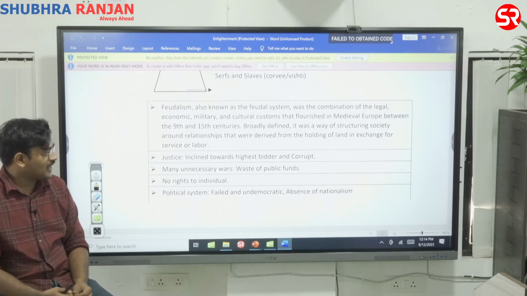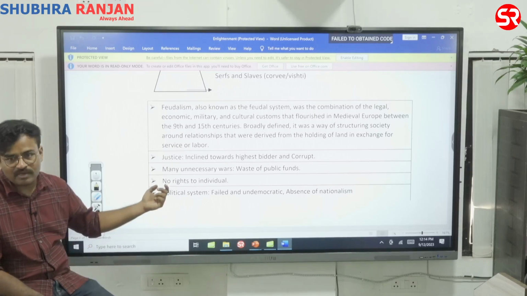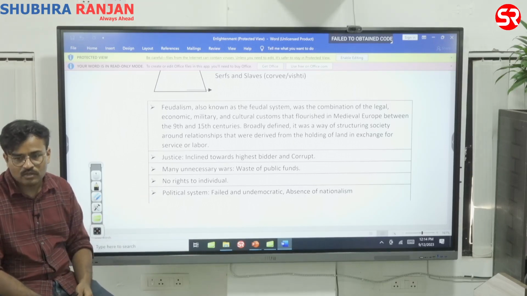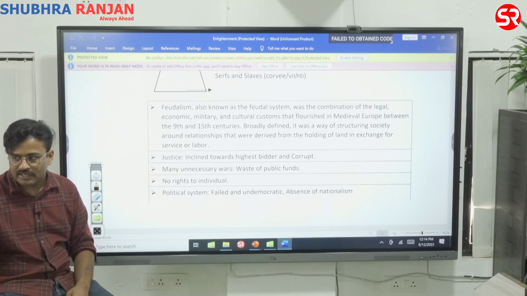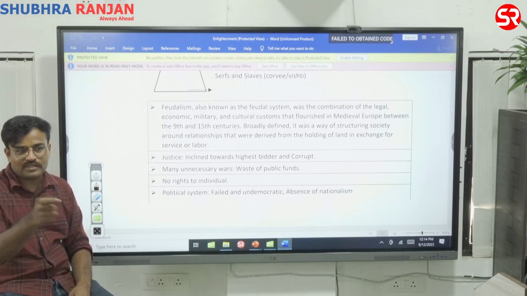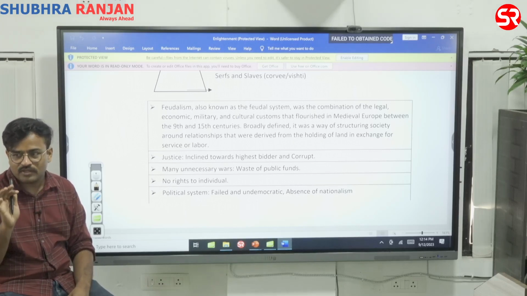So then after that, in fact in medieval times even justice was inclined towards the highest bidder, sir. Understand this. Whenever a conflict comes, the judge will start a bidding process, sir. Wherein if one party is able to pay the judge more, then the justice will favor him, sir. If the other party pays more, then the justice will favor them, sir. So this is called justice to the highest bidder, sir.